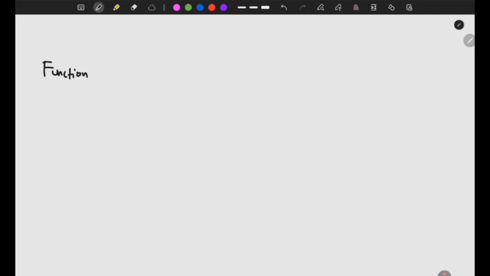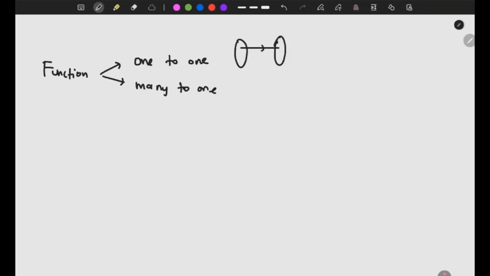Remember I said function is a relation, but a relation is not a function. You have 4 types of relation: one to one, one to many, many to one, many to many. But function is not all of them, it's just 2 only. What are the 2? One to one, many to one. If you see an arrow diagram, they are like this. It's just 1 to 1.